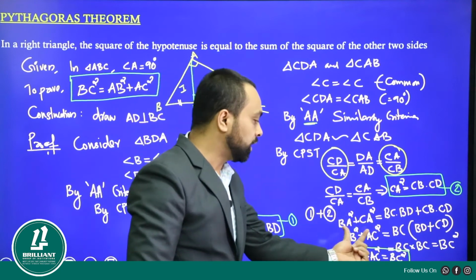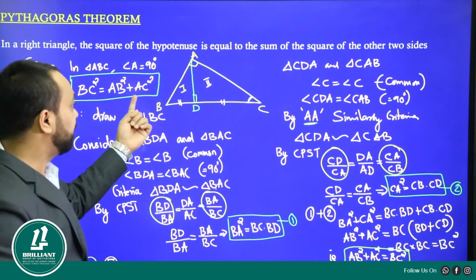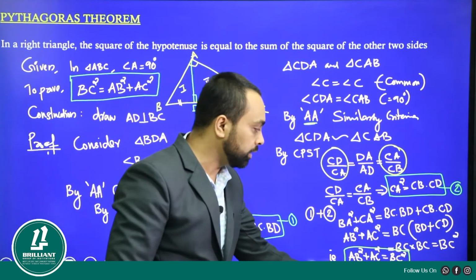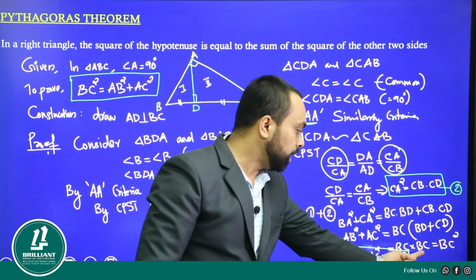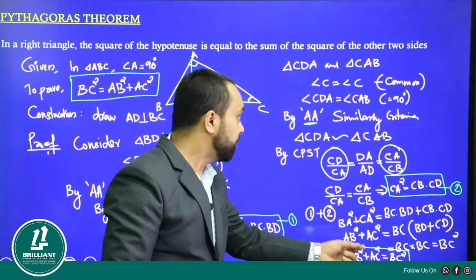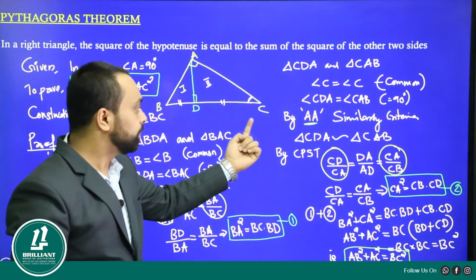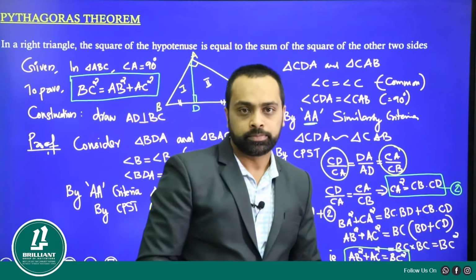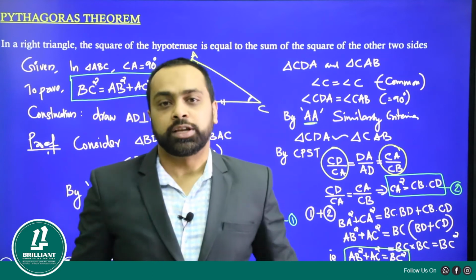If you add them, the left hand side is what we require to prove, AB square plus AC square. Then we take BC as common, so the bracket becomes BD plus CD. From the diagram it is obviously seen that BD plus CD is BC only. So BC into BC we get BC square.